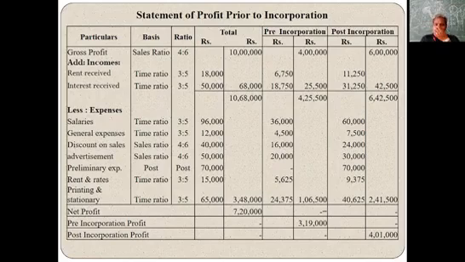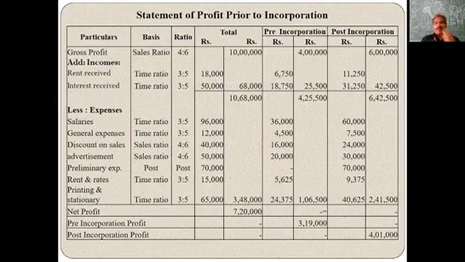Then the post-incorporation column. We add all the expenses related to the post-incorporation period. That amount is 2,41,500. It should be deducted from 6,42,500. We get 4,01,000. That profit is called post-incorporation profit or revenue profit.